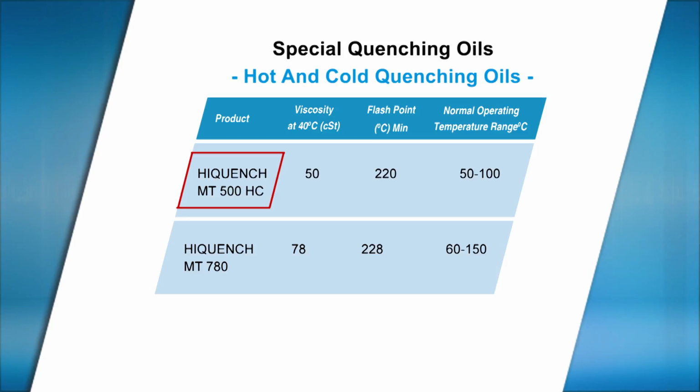The product HighQuench MT500HC has a viscosity of 50 centistokes and can be used in an operating temperature range of 50 to 100 degrees Celsius. HighQuench MT780 has a typical viscosity of 78 centistokes and can operate in a temperature range of 60 to 150 degrees Celsius.